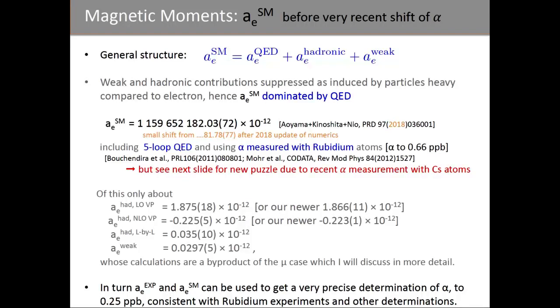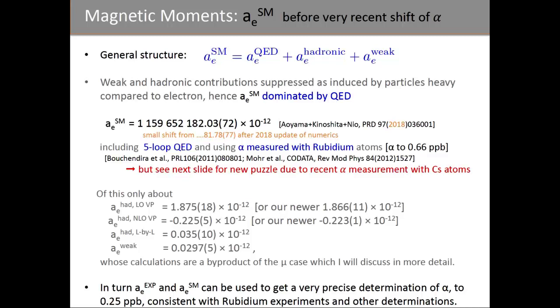So the important thing is that this now includes, and I will say a few words more when I'm coming to the actual standard model prediction of the muon, this includes heroic five-loop QED calculations.